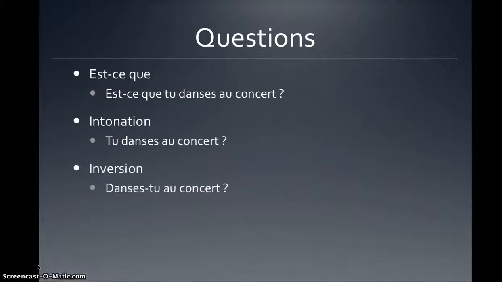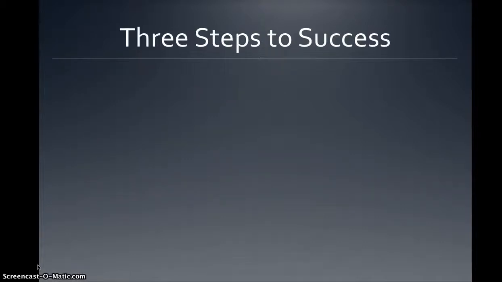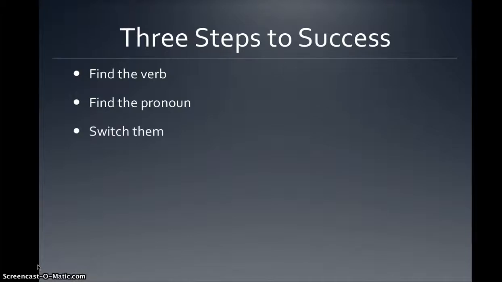Finally, there is the inversion question, and that's what we're going to talk about today, where basically you just invert the verb with the pronoun. Danses-tu au concert? Let's talk about how to make it. There are essentially 3 steps to success that are very simple. Number 1, find the verb. Number 2, find the pronoun. Now remember that your pronouns are je, tu, il, elle, on, nous, vous, ils, elles. Those are your only pronouns, your personal pronouns. Finally, you just switch them and you have an inversion question.